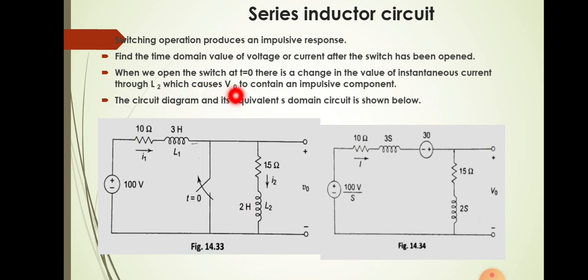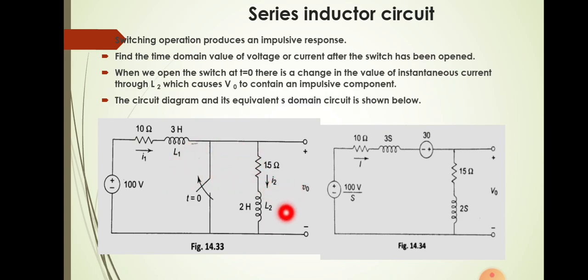So when we open the switch at t equal to 0, there is a change in the value of the instantaneous current through L2, which causes V0 to contain an impulsive component. So when the switch is opened at t equal to 0, there is a change in the value of the current through this L2, and this will cause an impulsive component in the output voltage V out. Let us see how it will happen.